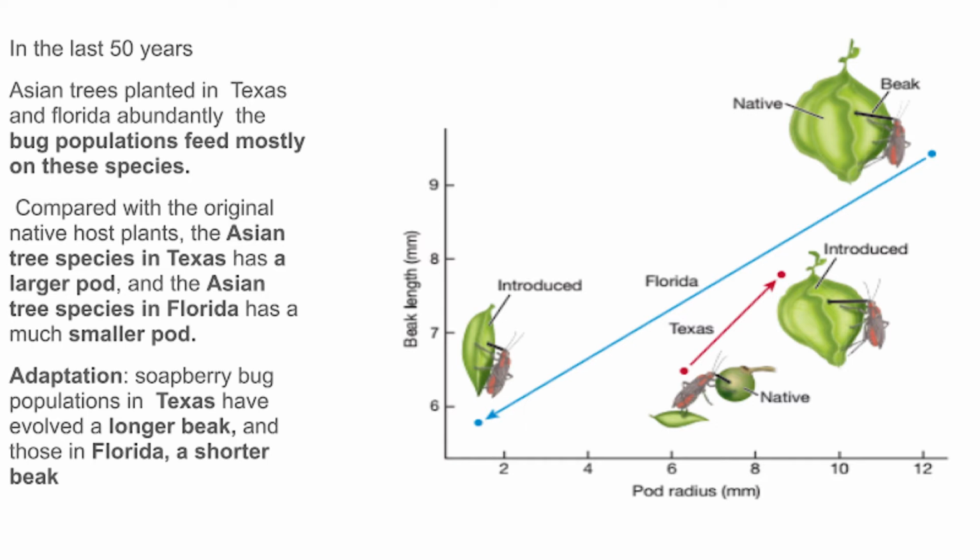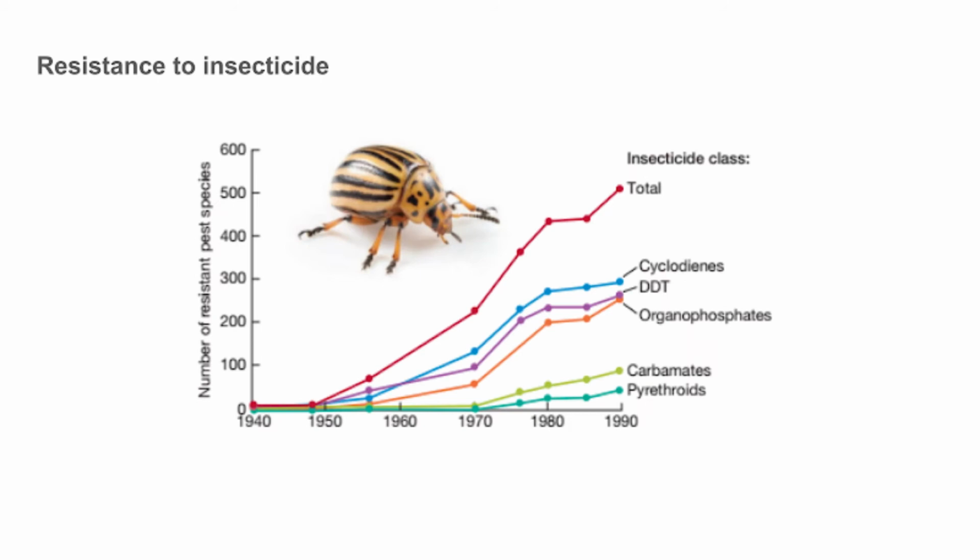Similarly, in Texas, the native pod has a smaller size and the introduced one had a larger pod size. And the introduced one increased its number, so the bug has to depend on the introduced pod. So it evolved itself into having a larger beak size. Here is another example of adaptation. It is the resistance toward insecticide.